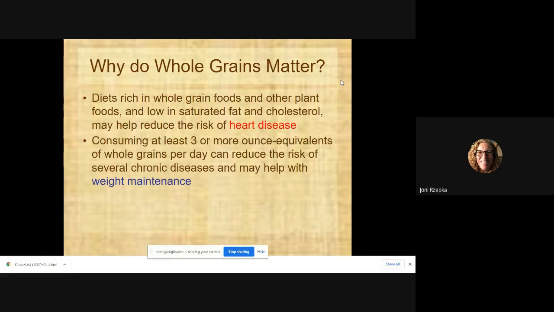Consuming at least 3 or more ounces equivalent of whole grain per day can reduce the risk of several chronic diseases and may also help with weight maintenance. So remember, they want you to make half of your grains whole grains. You're supposed to have 6, so half of 6 would be 3. See how that kind of connects there?